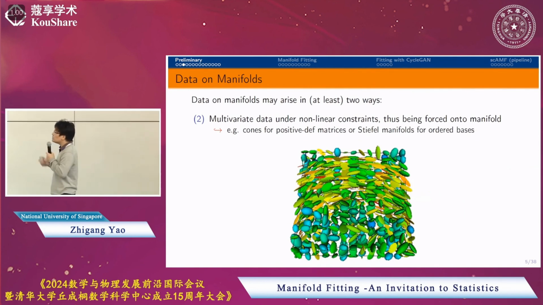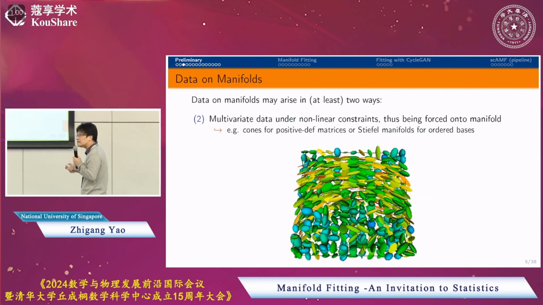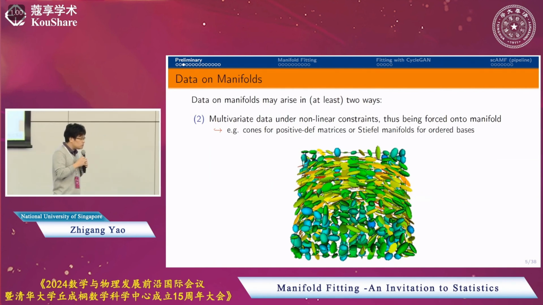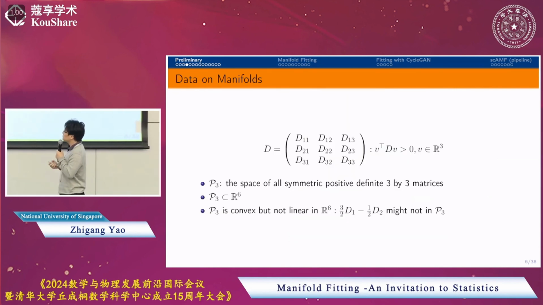I don't really care, but because of these nonlinear constraints, they force the data sets, for example, the matrix or vectors, to lie exactly on a manifold. So it's really up to you whether to treat the vector as a vector, or the matrix as a matrix, or to treat the vector as a point lying on a lower dimensional manifold.